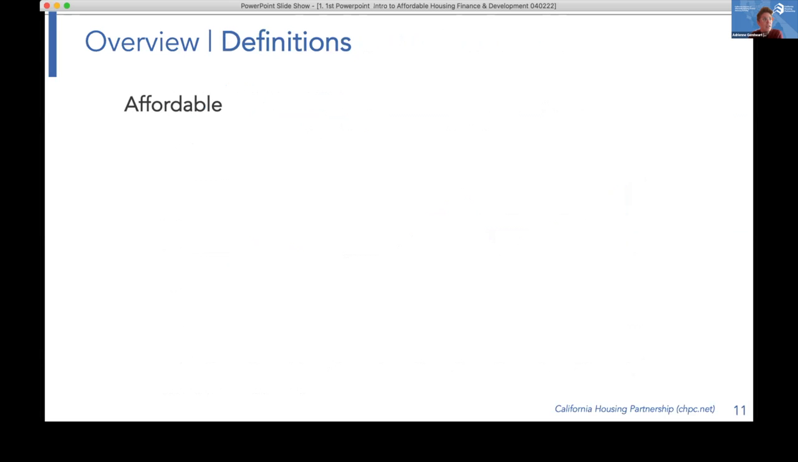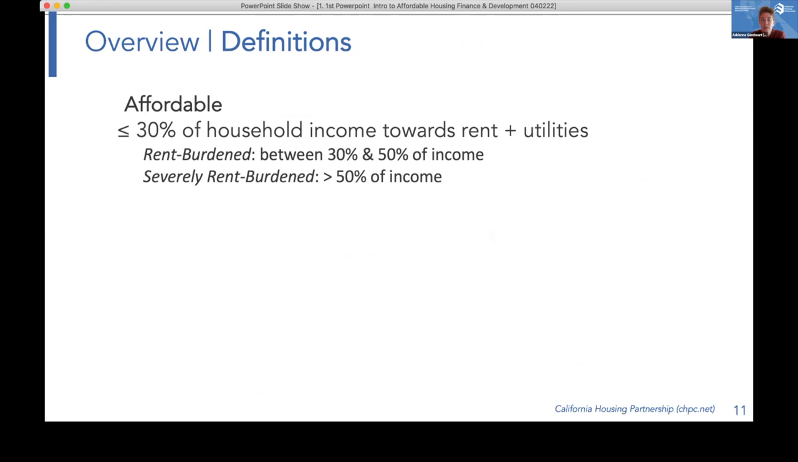Okay, back to a little bit more information of what we're talking about today. So what does affordable mean? Affordable means that you are paying 30% or less of your household income towards rent and utilities. Maybe you've heard the words rent burdened or severely rent burdened. If a household is rent burdened, that means that they're paying between 30 and 50% of their income on housing, while severely rent burdened means that a household is paying more than 50% of their income on housing.